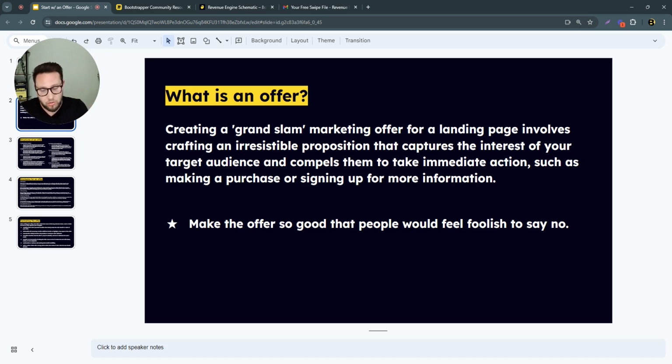So the goal at the end of the day here is to figure out how you can make an offer so good that your potential customer feels foolish in not taking advantage of it. You don't want them to say no. Take away the freedom for somebody to say no by making the offer feel and appear so good. And we're going to go through in a couple of slides here how to do that.